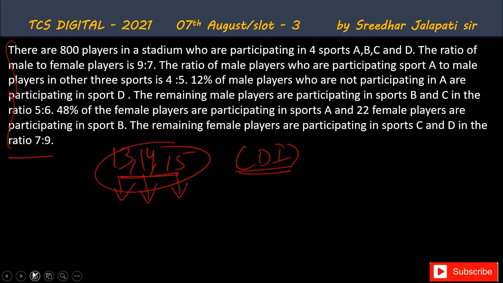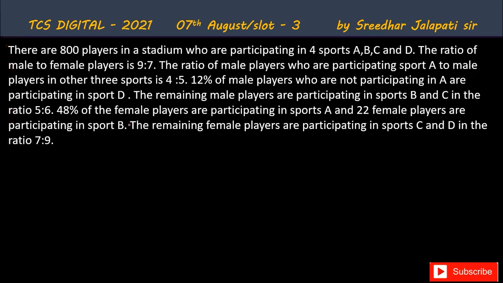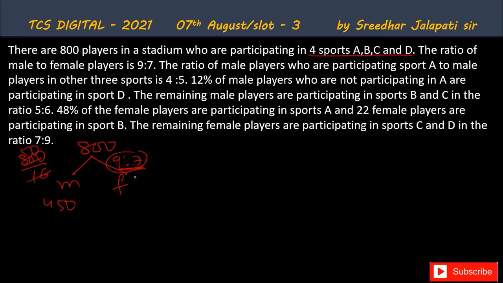Right, here the information given is total 800 players are there in the stadium who are participating in 4 different sports ABCD. The ratio of male to female is given as 9:7. So if I divide 800 in the ratio 9:7, that is nothing but total 16 parts, 9 plus 7, 16 parts. Then each part is 50. Then male 9 parts, so 9 into 50, 450. Female 7 parts, 7 into 50, 350. So we got total male and female out of the 800 people.